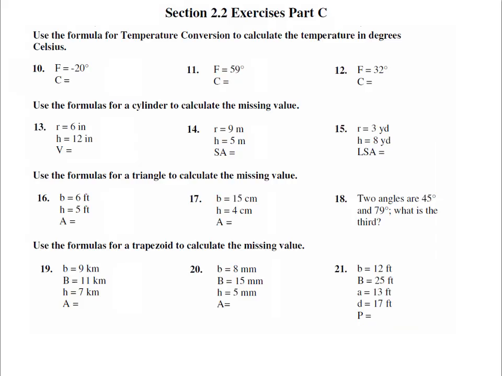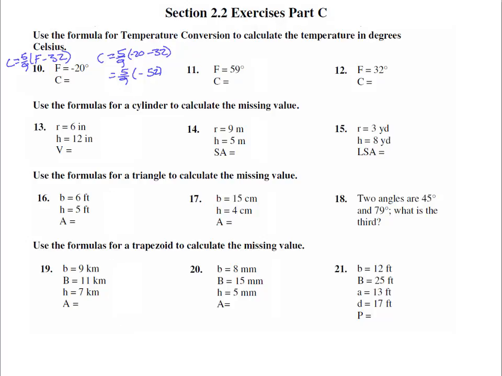Let's start number 10. Use the formula for temperature conversion to calculate the temperatures in degrees Celsius. So we're going to use the formula, which is C equals 5/9 (F minus 32). And this can be found in your textbook. So for this one, -20 will go in there, and we will have C equals 5/9 times (-20 minus 32). That's going to be 5/9 times -52.